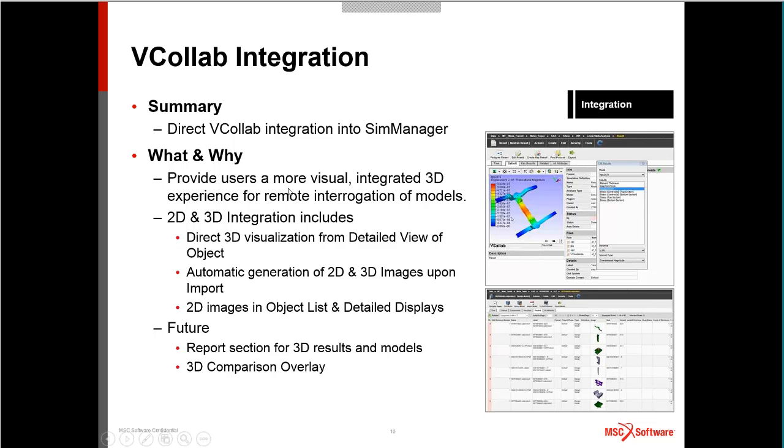Summary of the types of things that VCollab provides for us is it provides some direct 3D visualization of the detailed object. So any CAD geometry, finite element, or finite element with results, you can view it directly in your browser. You don't have to download everything in order to do that. Not only does it provide 3D generation, it also can provide 2D generation of static images. So as you see on the right here, when I'm looking at a list of parts, I can see the 2D visualizations of those, and that's generated automatically just by importing the file. If the file type is recognized, it'll automatically generate.